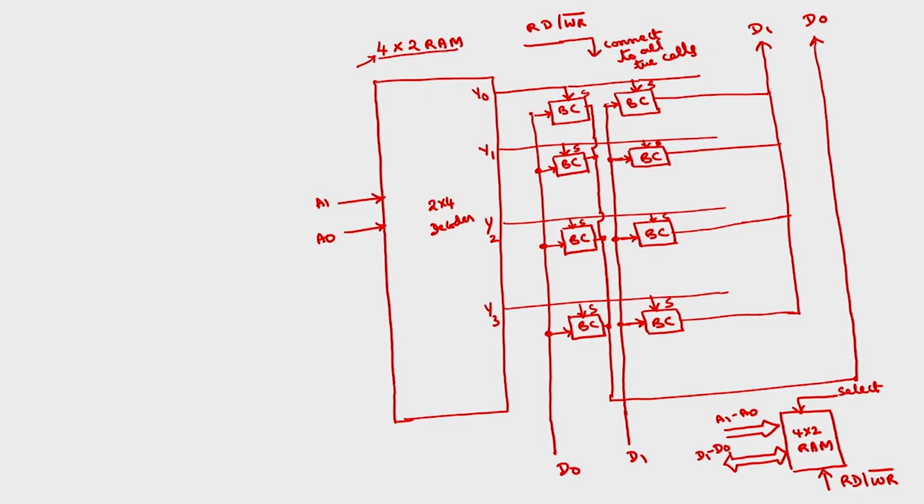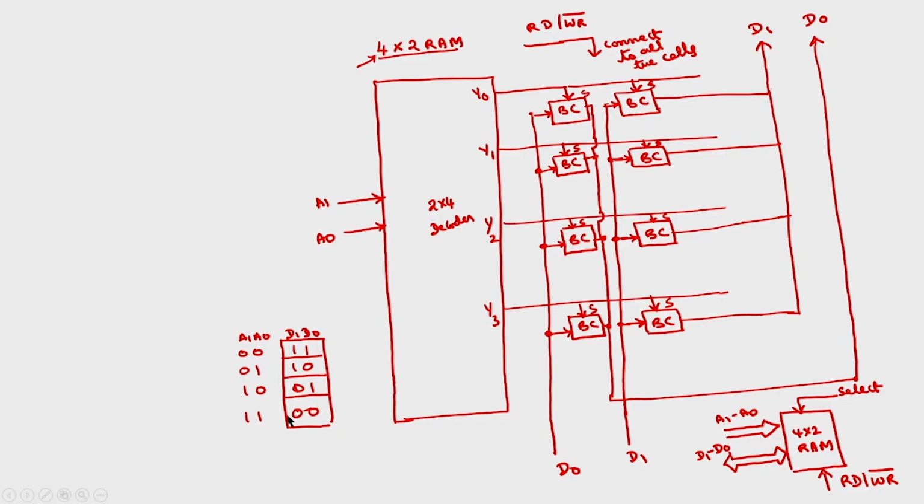Okay. Now, suppose I want to store in 4×2 locations, 4 locations are there. This is the address A1 A0. Inside this we have D1 D0 data lines. So in address 0 0, say I want to store 1 1, any data. In 0 1 I want to store say 1 0. In 1 0 I want to store 0 1. In 1 1 I want to store 0 0.